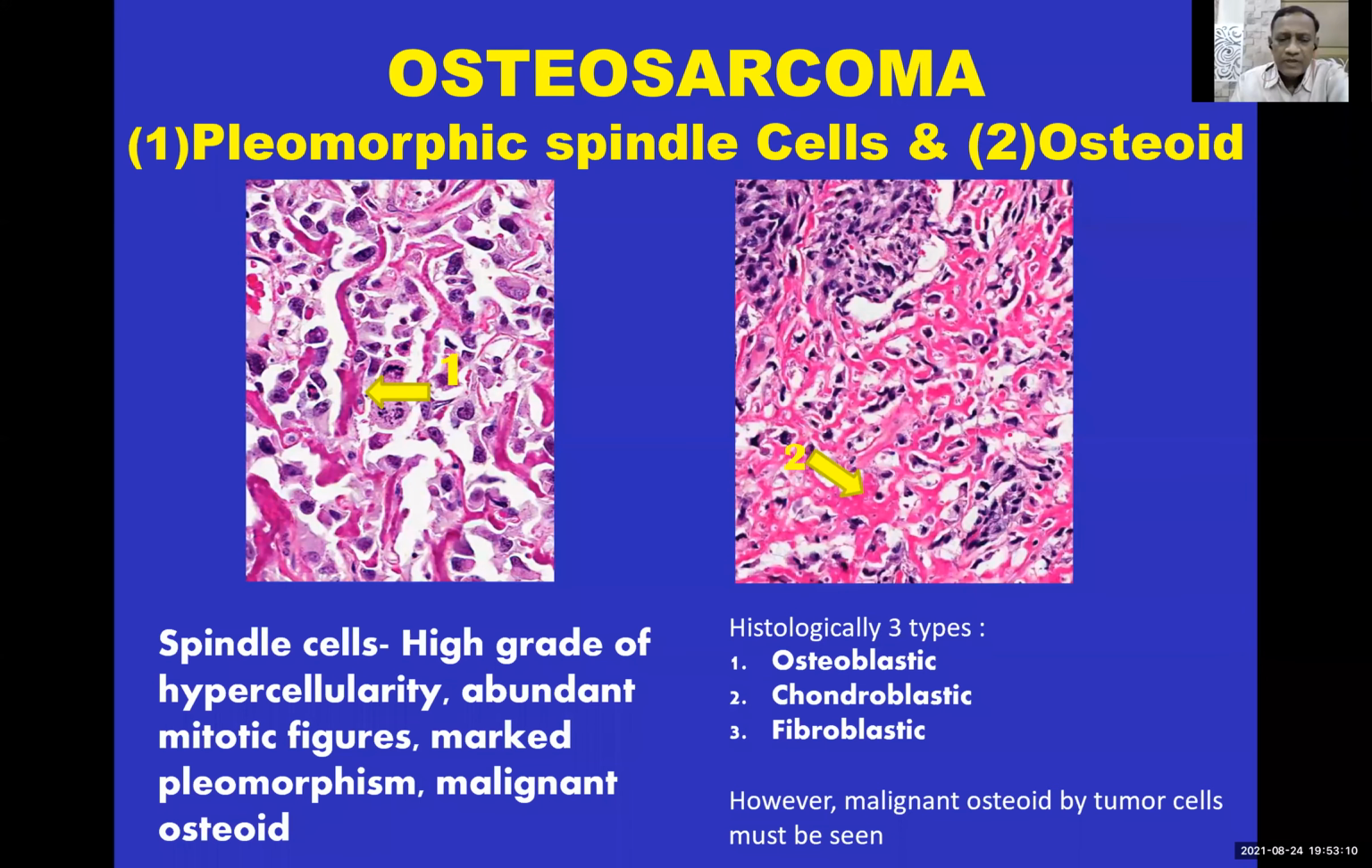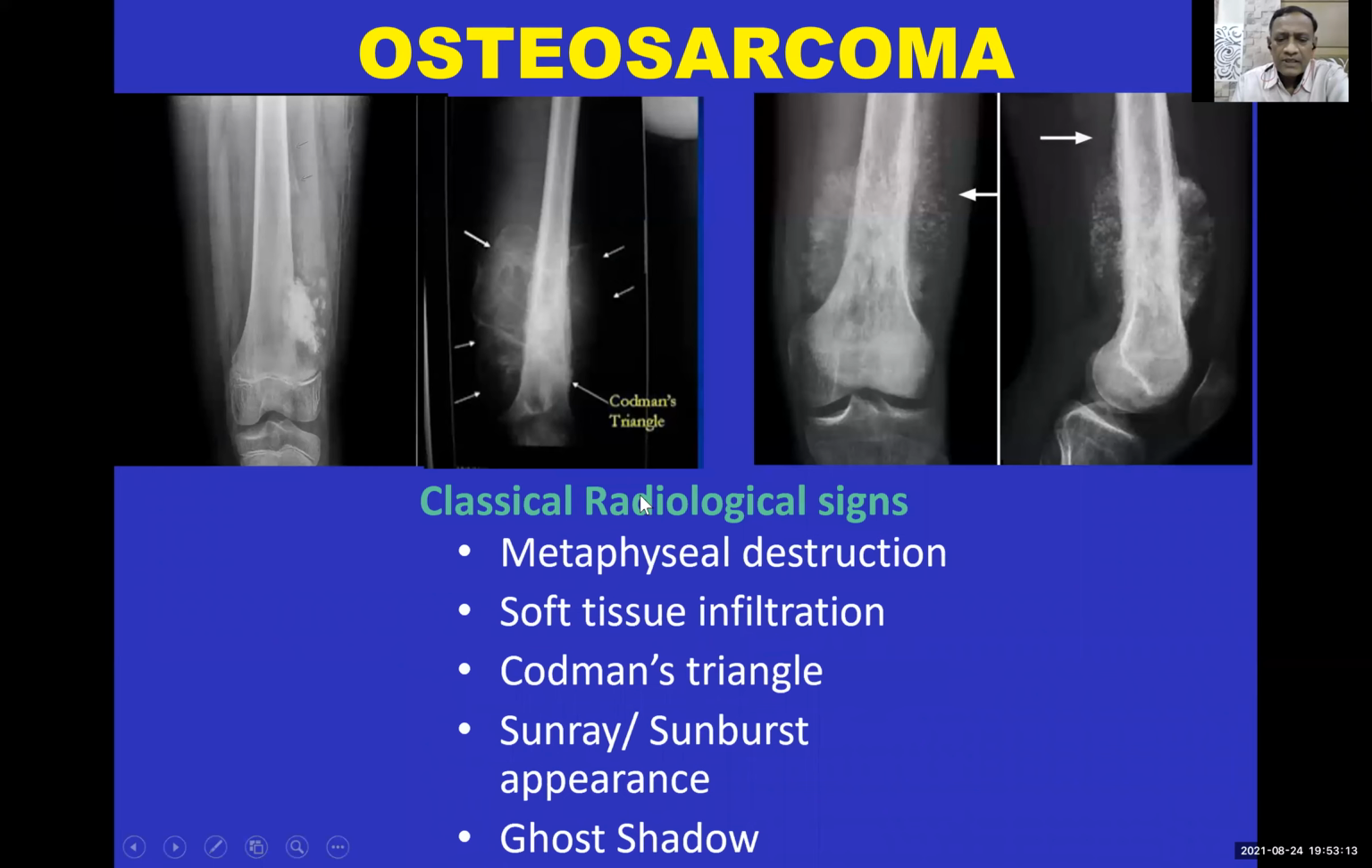Then this is the radiological picture. These are the classical signs which are seen on these X-rays: metaphyseal destruction, soft tissue infiltration, Codman's triangle, sun ray or sunburst appearance, and ghost shadow.